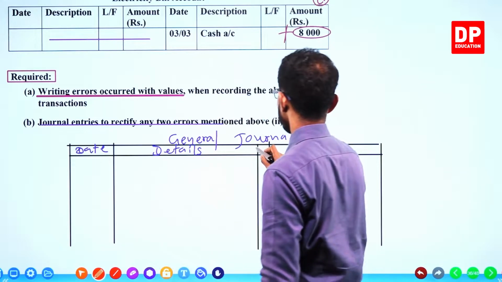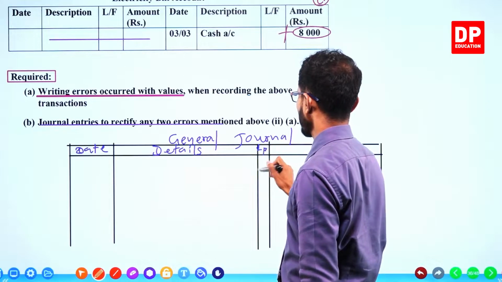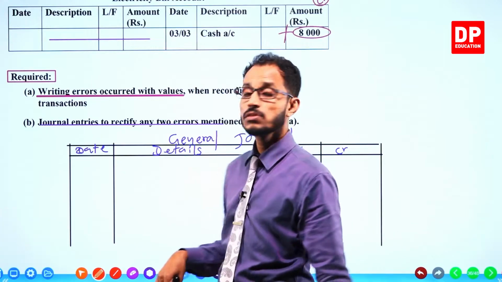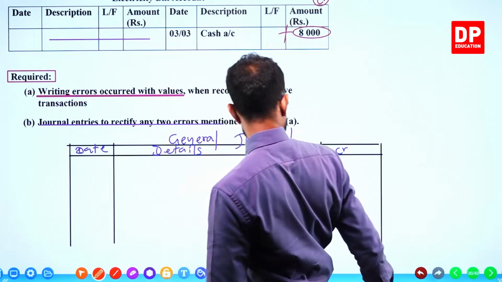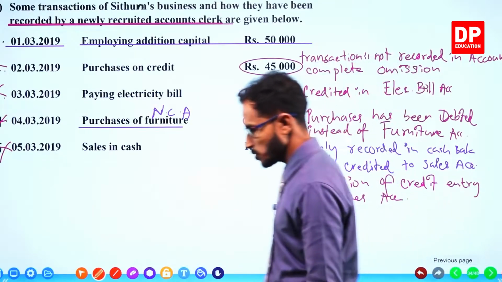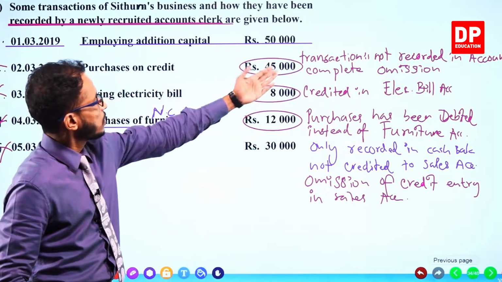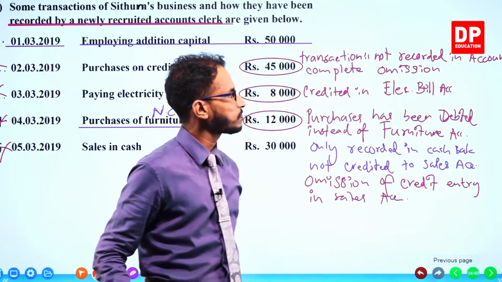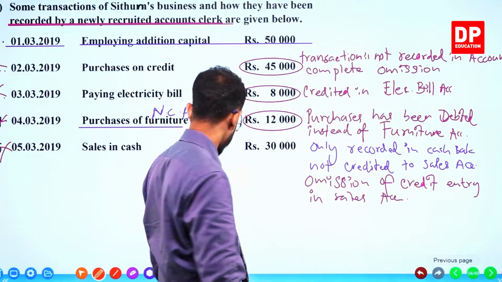Date details, ledger folio, debit, credit. This is the general journal. Let's select any two errors. What errors do you want to select? Transaction is not recorded in accounts. Oh, complete omission. That's a simple one.